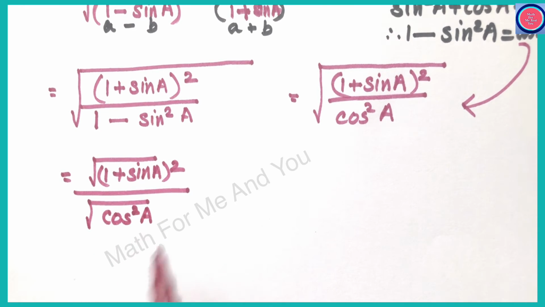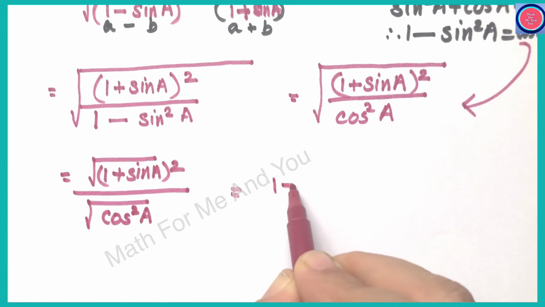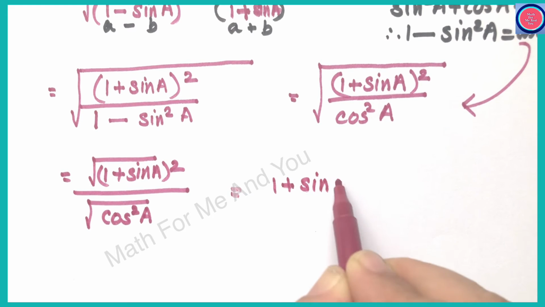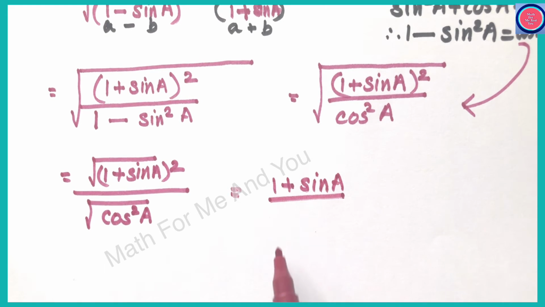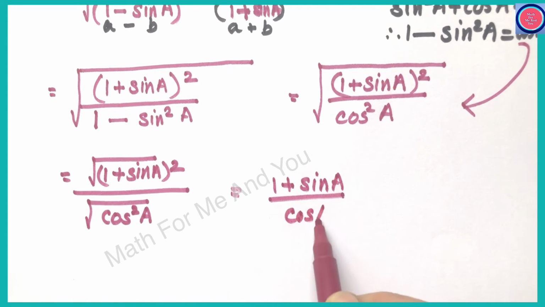And what are we getting on the numerator side? Root of a square. Root and square cancel, so we get 1 plus sin A. Divided by, again, we can see the denominator is root of cos square, so the result is cos A.